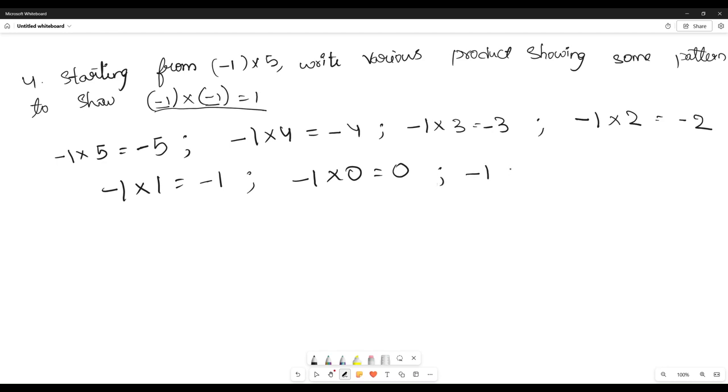Minus 1 into minus 1. Negative into negative is positive. 1 into 1 is 1. This is the pattern. I hope you all understood the exercise 1.2.